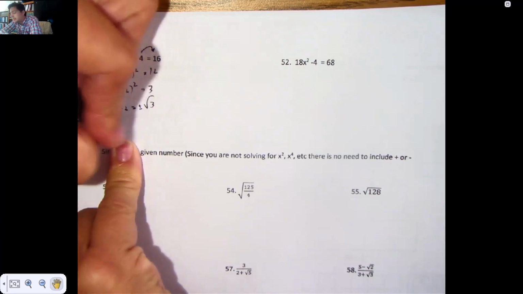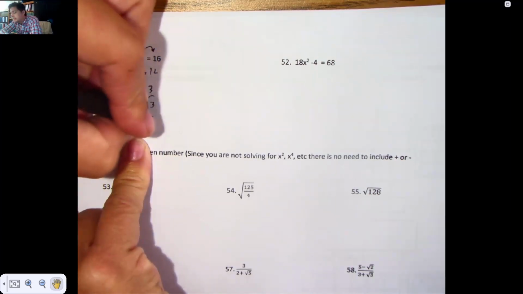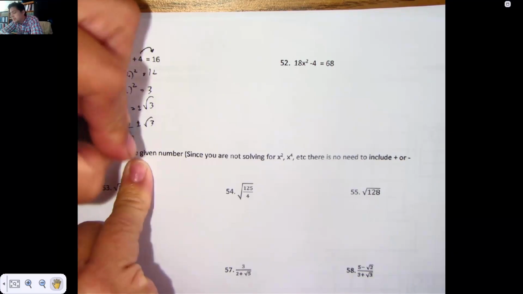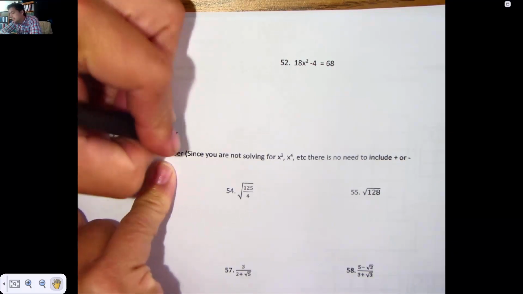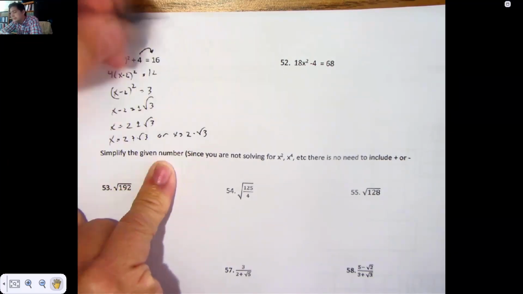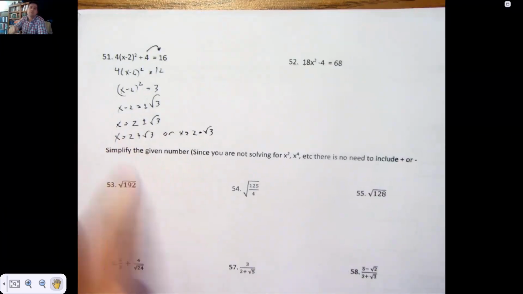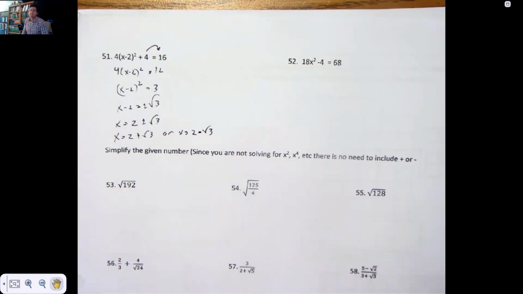So we just need to add our 2. We'll have 2 plus or minus a root 3, which means that x is 2 plus a root of 3, or x is 2 minus a root of 3. So that one was pretty easy. 52 looks easy, doesn't it?